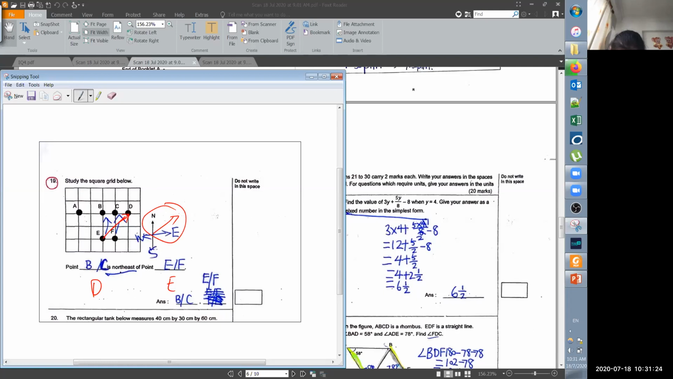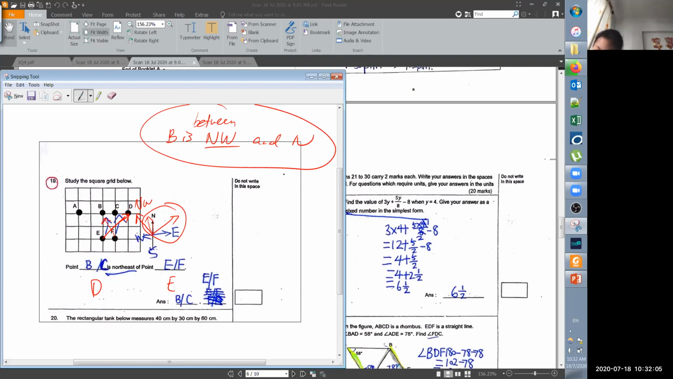B is northeast? No, B is here. B is not northeast. B is somewhere between. I will say northwest, but not exactly northwest. Between northwest and north, here. Northwest is here, right? This is northwest. So B is between northwest and north of F.